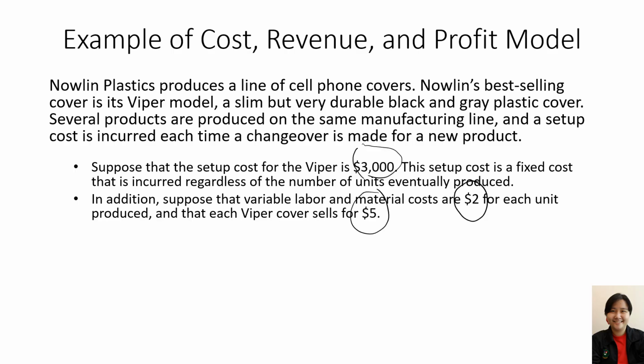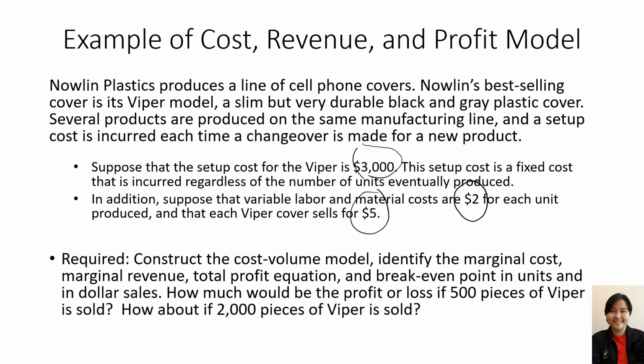So for our requirements, we need to, number one, construct the cost volume model. Number two, identify the marginal cost. Number three, the marginal revenue. Number four, construct the total profit equation. Number five, the break-even point in units and in dollar sales. And in addition, we should answer the question, how much would be the profit or loss if 500 pieces of Viper are sold? And lastly, how about if 2,000 pieces of Viper are sold?